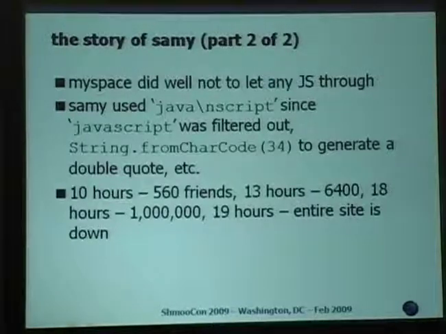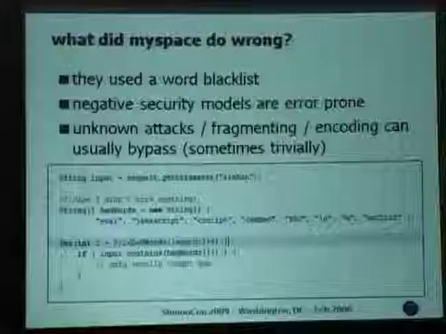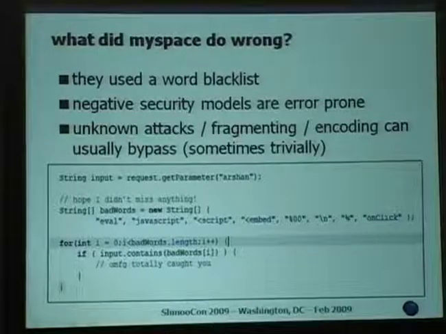And MySpace put a lot of work, and I'm sure a whole lot of money, into figuring out how to do that with a blacklist. So they blacklisted all kinds of JavaScript words and some words that could be used in malicious code, and it was very good, as good as a blacklist can be. But because it was a blacklist, not surprisingly, Samy eventually found a few holes in it. So he put his worm up there, and 18 hours in, he had 1 million friends.